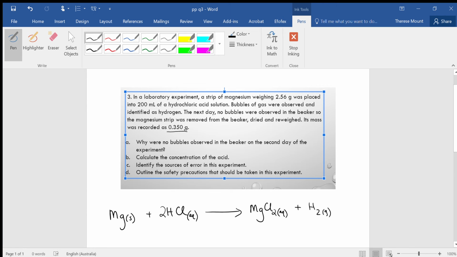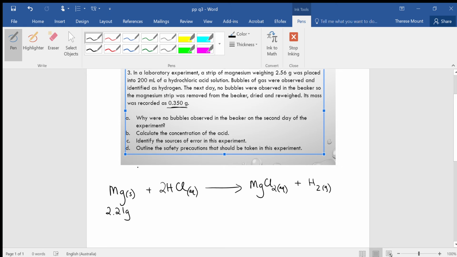So what this is telling me is that 2.56 minus 0.350 grams of magnesium has been lost because it reacted. So that's what we're interested in, that difference there. Okay, so that's telling me that 2.21 grams of magnesium reacted with the hydrochloric acid.